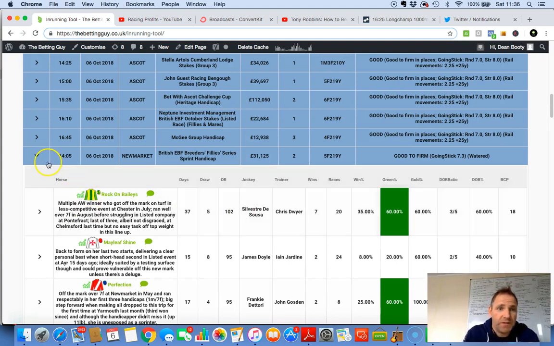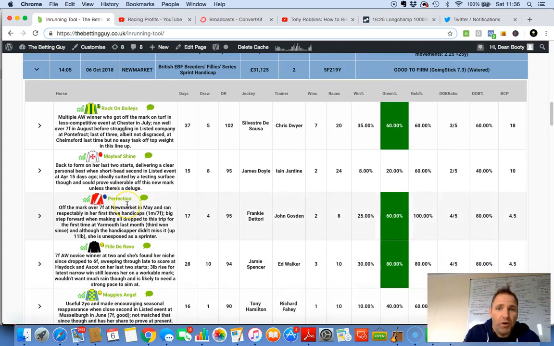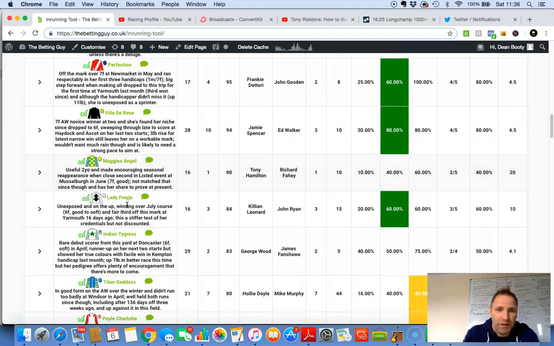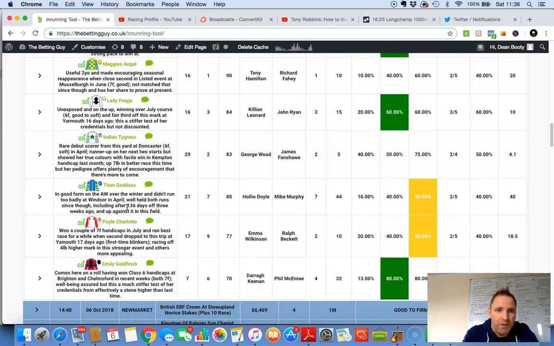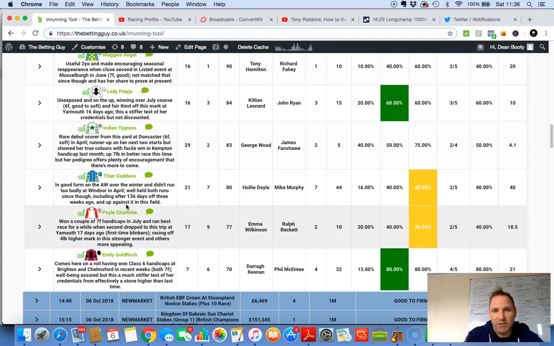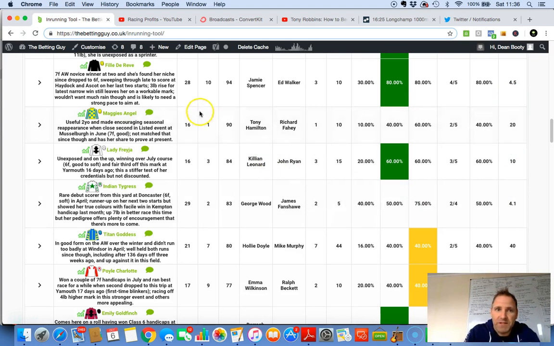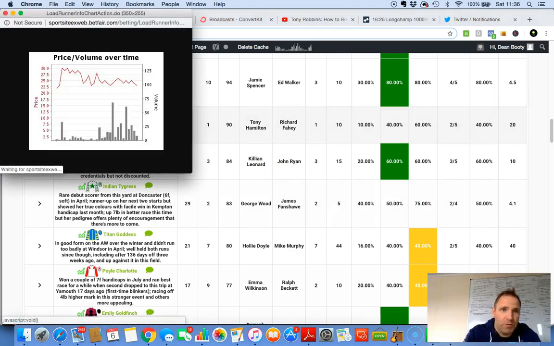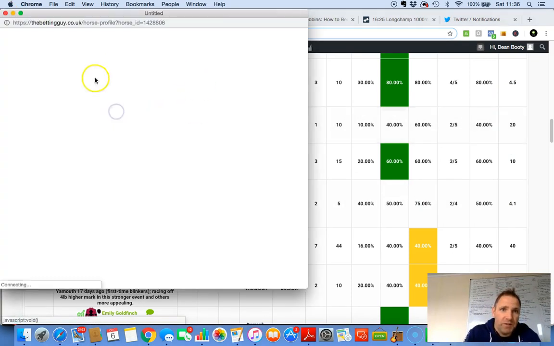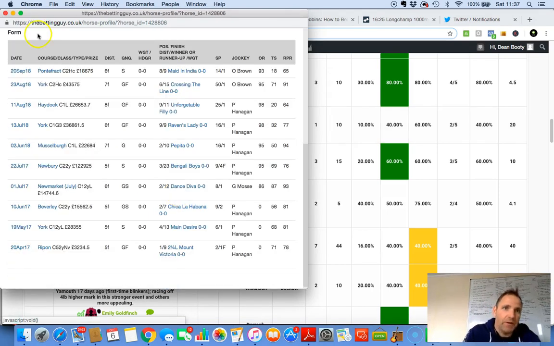So what we can do here is see every single horse in the race, which is phenomenal. By itself, obviously, it's not so phenomenal. Anybody can do this. However, we can see the Betfair prices here. We can also see the Betfair graphs up here, and the previous form of the horse, the lifetime previous form. Here it is.